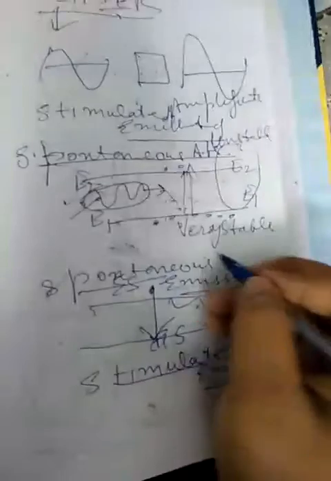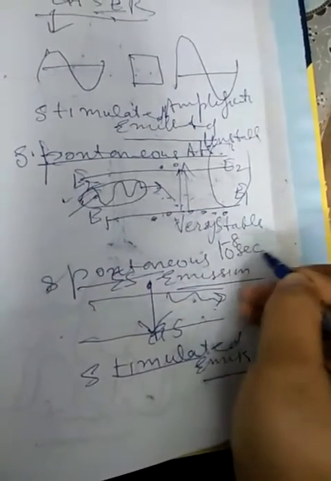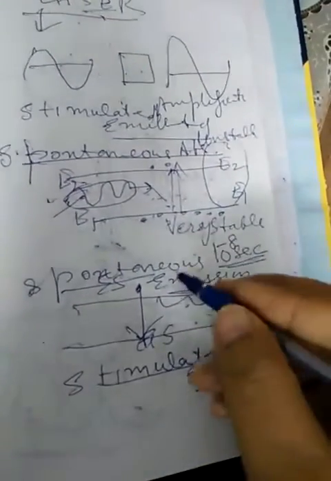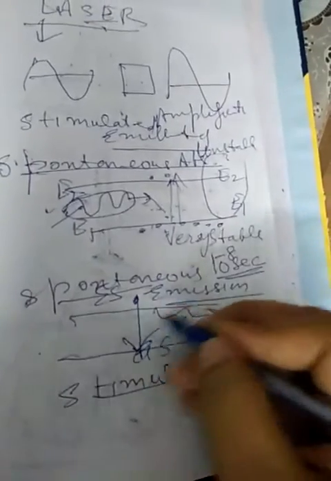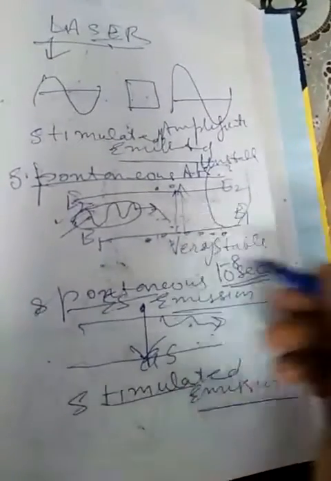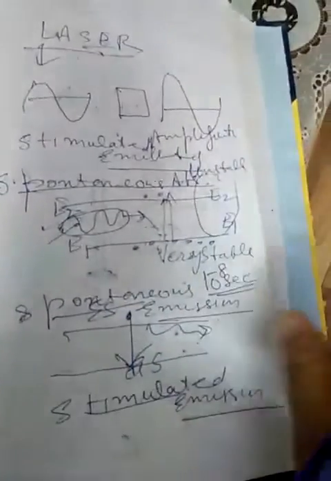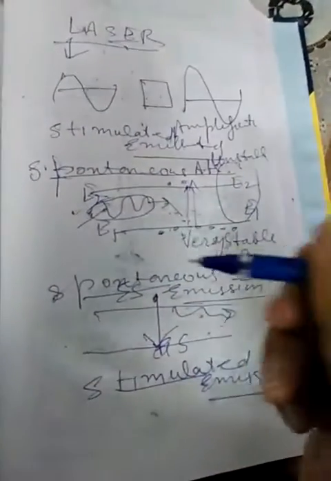Automatically means they have some lifetime, of the order of 10 raised to minus 8 second. After 10 raised to minus 8 second, the atoms come back by emission of radiation in a random direction. Because according to Bohr, when electrons jump from a higher to a lower energy level, they emit radiation in a random direction. Once the atoms emit radiation in random directions, we can never obtain a coherent beam. So with spontaneous emission we cannot obtain the laser beam.